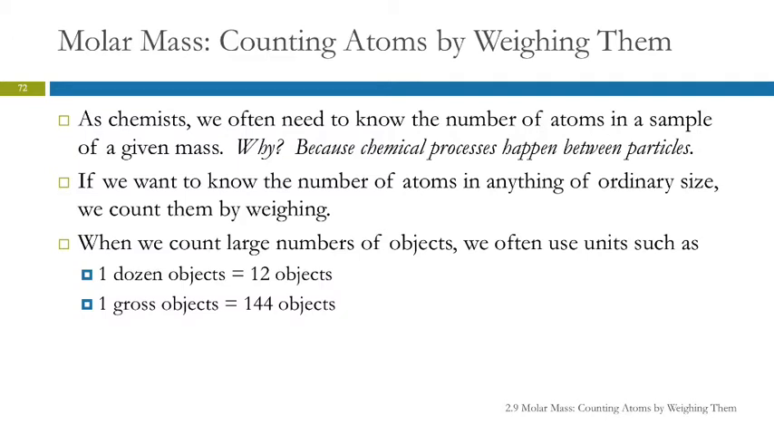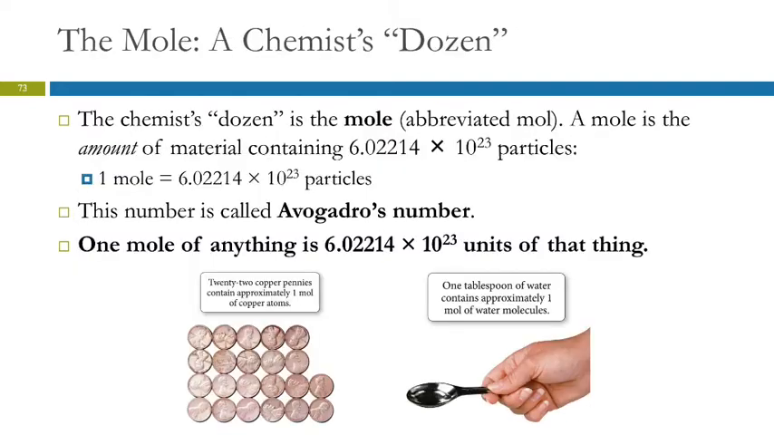These units mean a number of things. So chemists have their own unit that means a number of things. It's just that the number isn't 12. It's just a little different. It's this number: 6.02214 times 10 to the 23rd. What? Crazy number. Yeah, it's a crazy number.